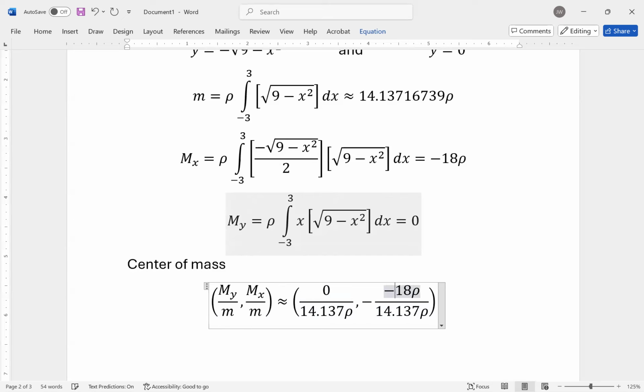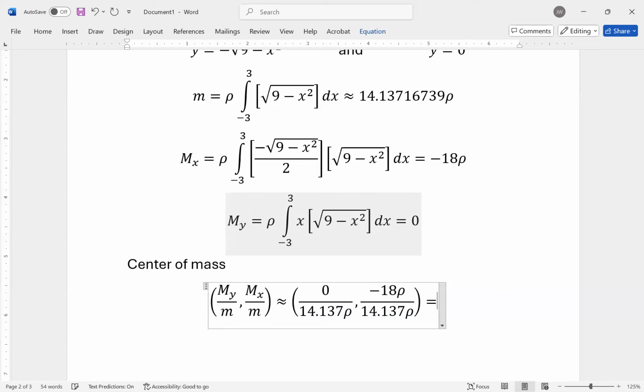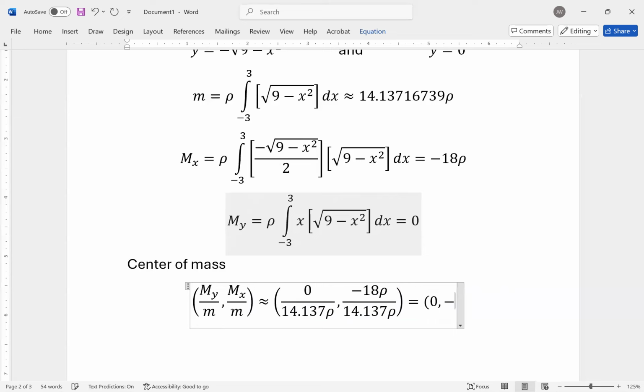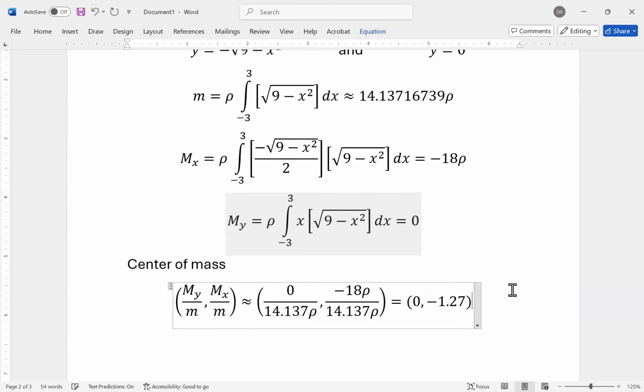Let me put the negative with the 18. But that's perfectly all right. My calculator will give me, again, an approximate answer. I get 0, comma, a negative 1.27, roughly. I'll round it to 2 decimal places.